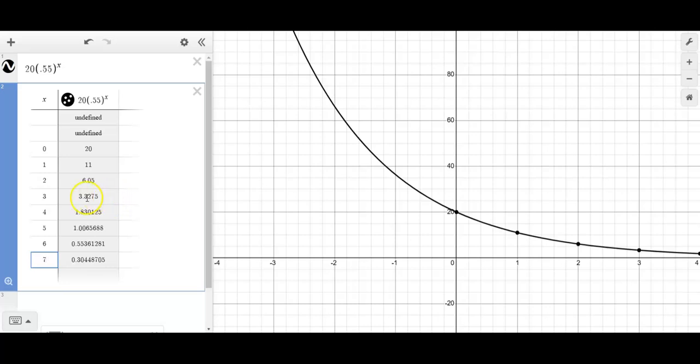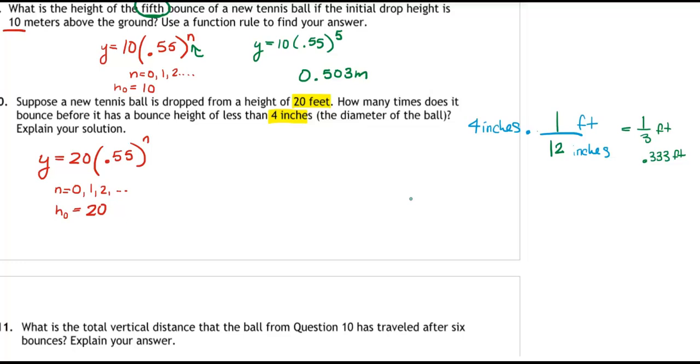So how many bounces does that take? Our initial bounce here was 20, or that was our original height, and our first bounce was 11, and then we got down to here, this 0.30. It takes us 7 bounces.